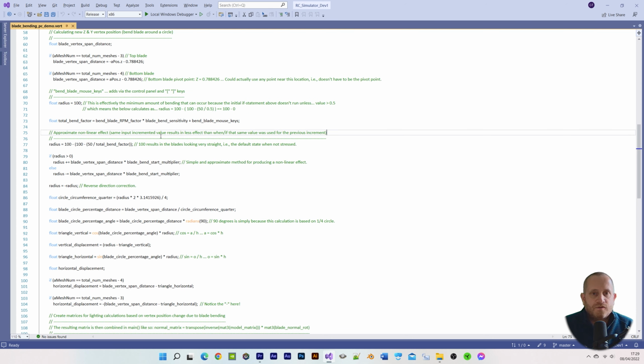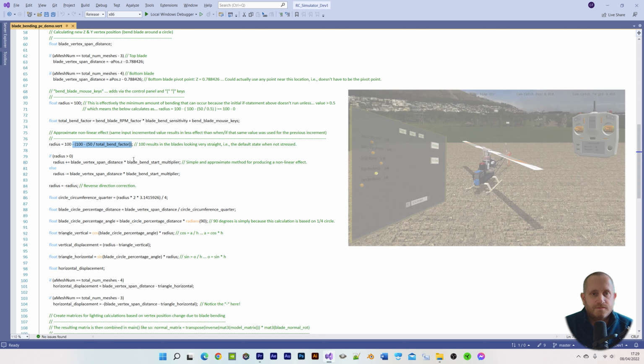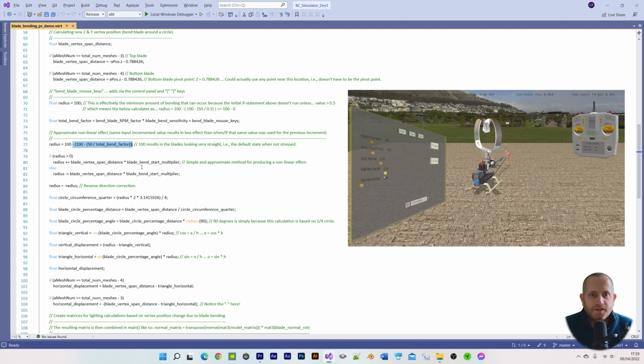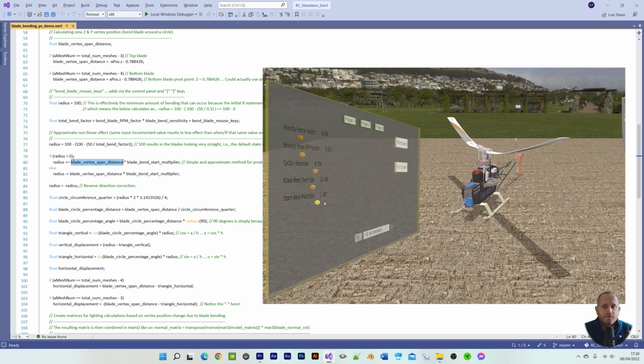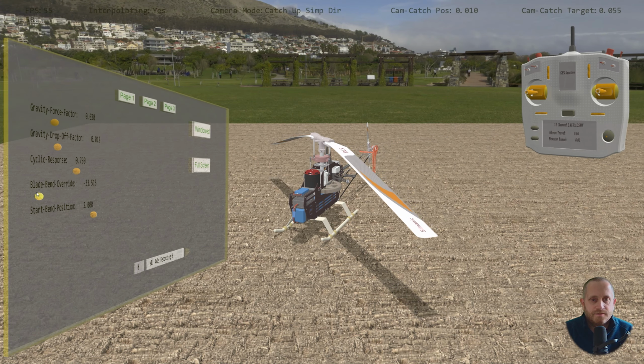The radius float variable starts off at a value of 100, which results in virtually zero bending, and is then reduced based on an exponential calculation. I've also included a setting which allows you to adjust the blade bending characteristic based on an adjustable multiply value, which when multiplied with the vertex Z position value results in a non-linear effect.